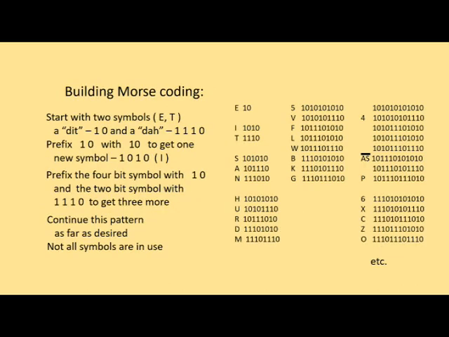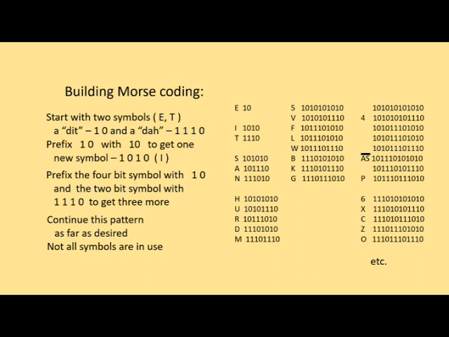Let me set aside the double zeros and triple zeros necessary to separate symbols one from another and words one from another. To build Morse code, I need to start with a dit and a daw, that is the letter E, the letter T. The E is 2 bits long, 10. The T, as we had seen, is 4 bits long, 1110. I can prefix the E, the 10, with another 10 to get a symbol 1010, the letter I.